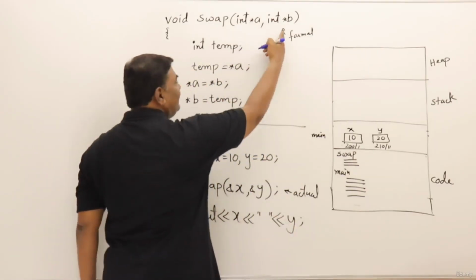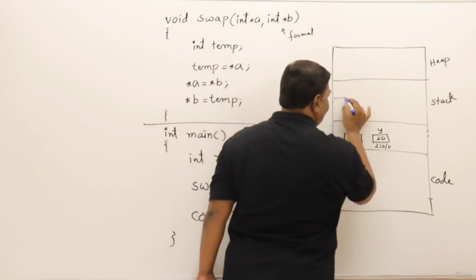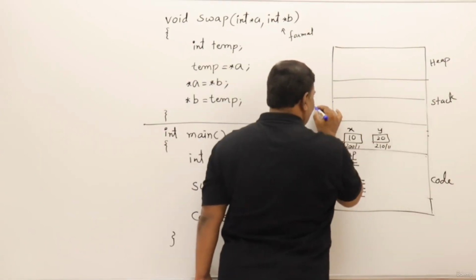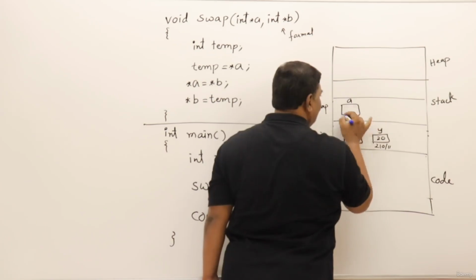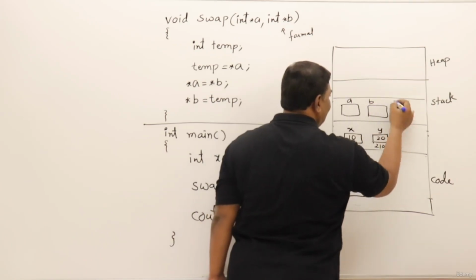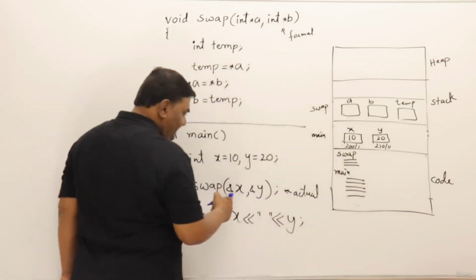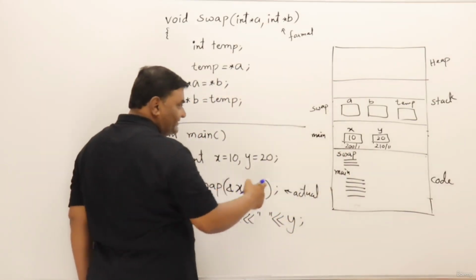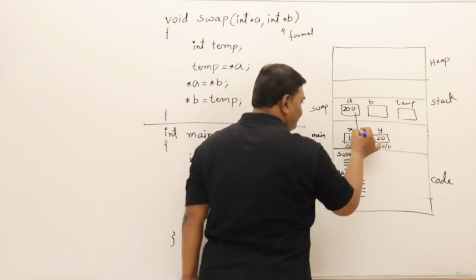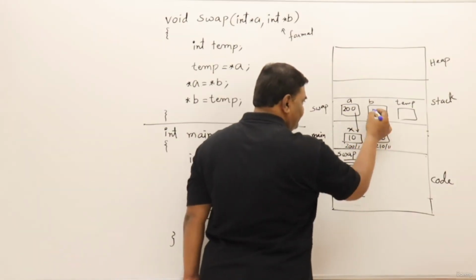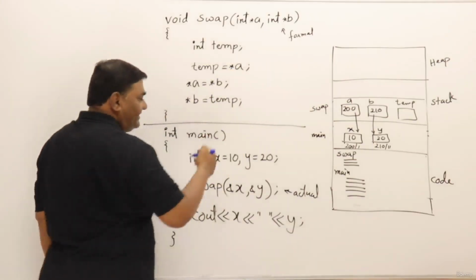So who are A and B and temp? These are the variables of swap. So the activation record for swap is also created. This is for swap and it will have the variables A, B and temp. Now what is copied in A? What is being passed from here? Ampersand. So address of A is copied here, that is 200. It means this is a pointer to this one. So 210, it's a pointer to this one. Temp is a normal data variable.